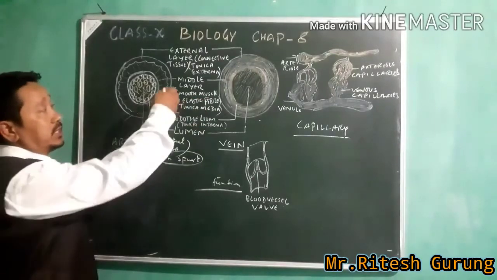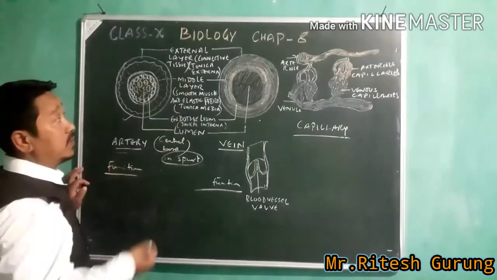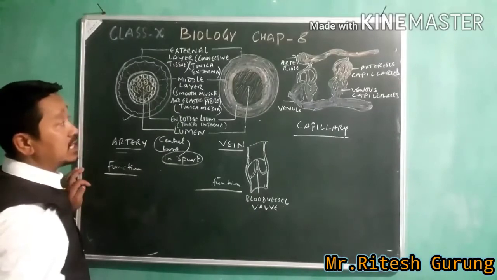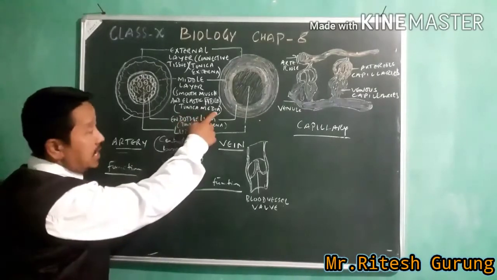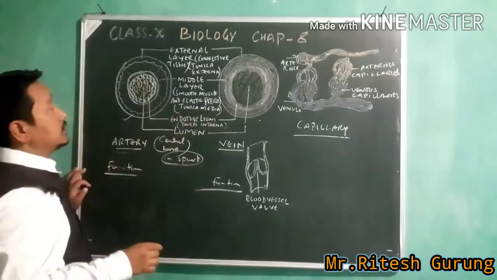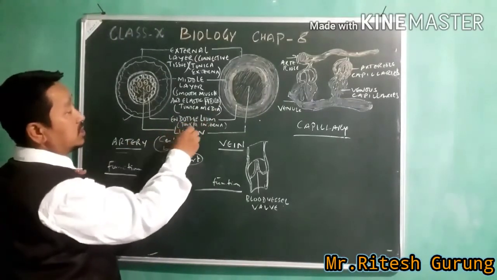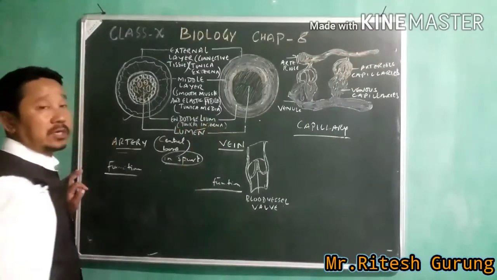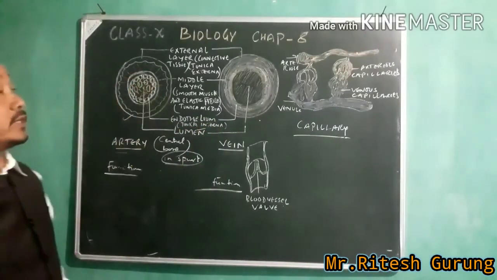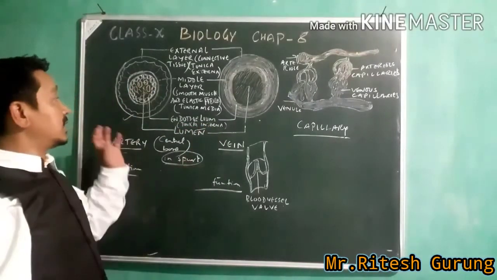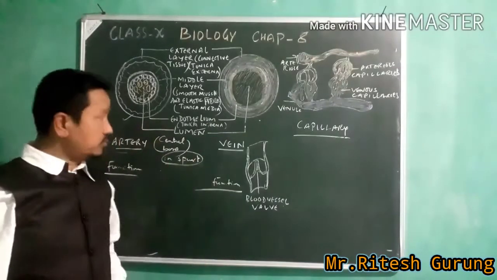Okay, so usually it is made up of smooth muscles and elastic fibers, and this is also called tunica media. Okay, then the innermost one we find is endothelium, which is called tunica interna. So these are the 3 layers you find in the blood vessels, that is artery and vein.